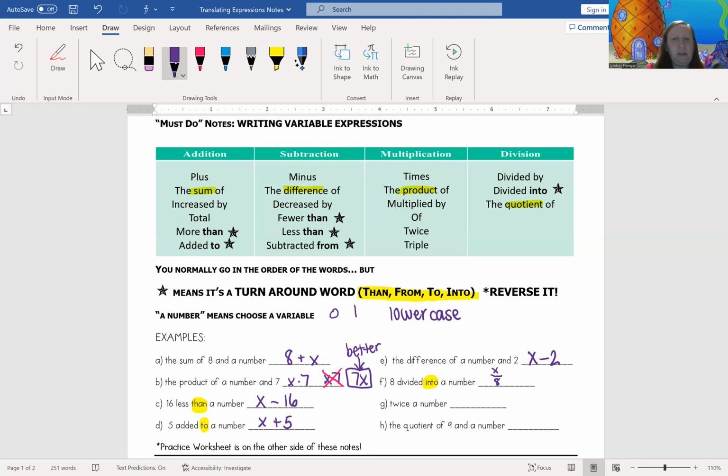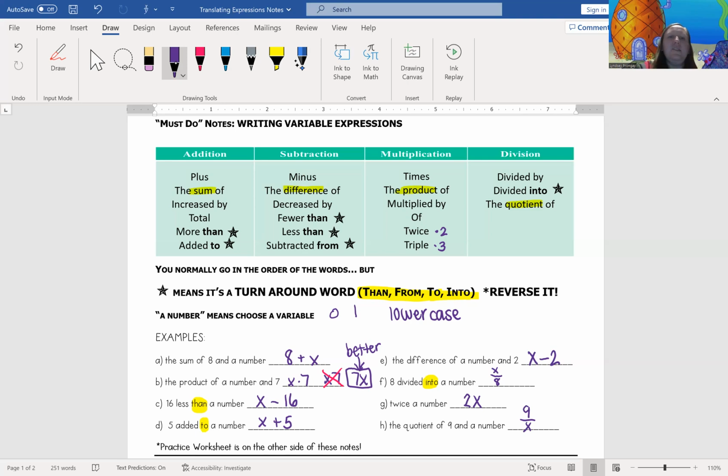Twice a number. That's a specific multiplication; specifically saying twice would be times 2. If it was triple, hopefully we realize that would be times 3. So if it's twice a number, it means 2 times x. And the last one, the quotient of 9 and a number. Quotient is division. No turnaround words here. So I'm going to put it as 9 divided by x, or 9 over x.